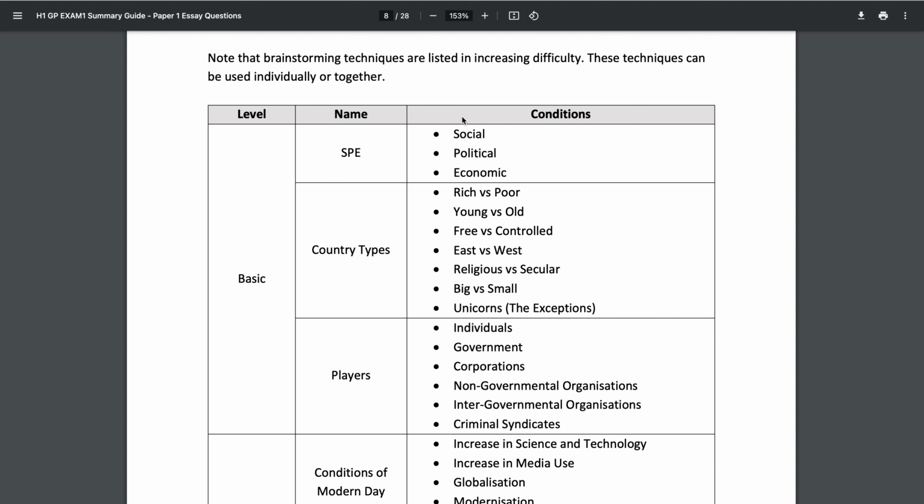Basic SPE is the most basic that you can go for: social, political, economic. I suggest you use this as your baseline. You use SPE and cross it with the rest of your brainstorming techniques. That will make it so much easier for you to think about. Social issues, political issues, economic issues, I don't need to reiterate.